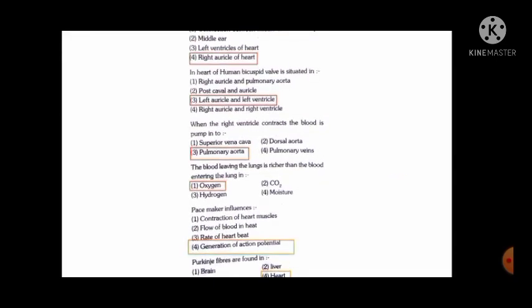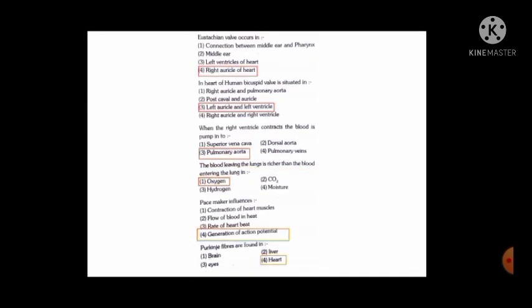Eustachian valve occurs in right auricle of heart. In the heart of human, bicuspid valve is situated between left auricle and left ventricle. When the right ventricle contracts, the blood is pumped into pulmonary aorta. Blood leaving the lungs is richer in oxygen than the blood entering the lung. For oxygenation, blood goes to lungs, called pulmonary circulation.